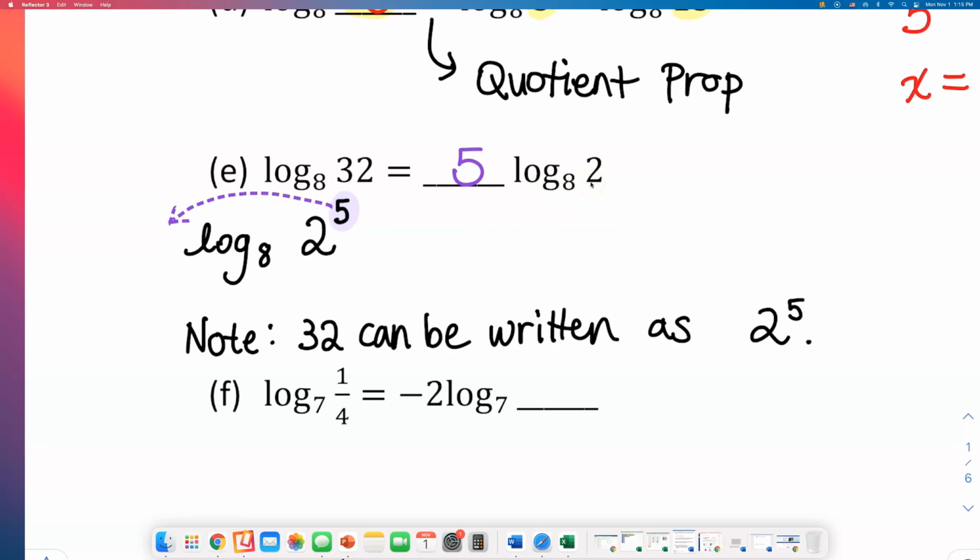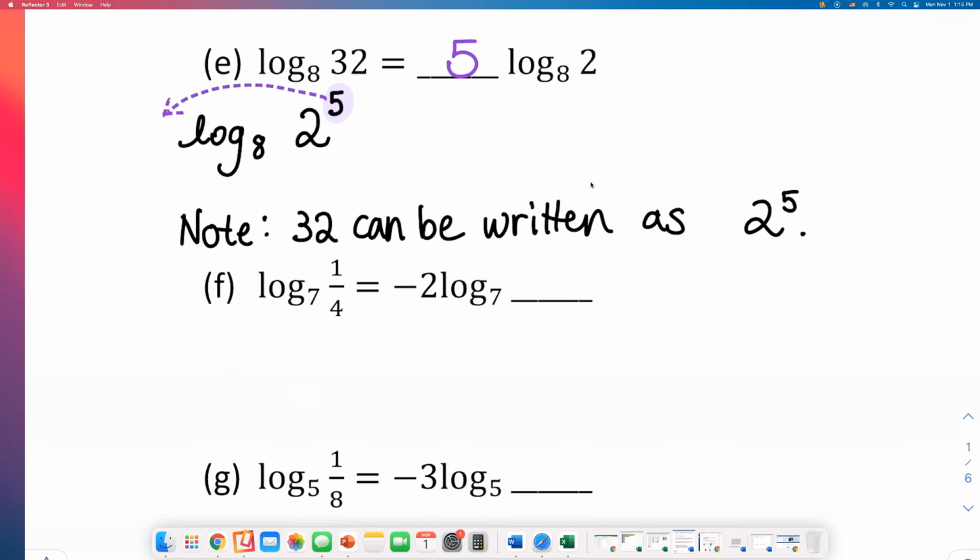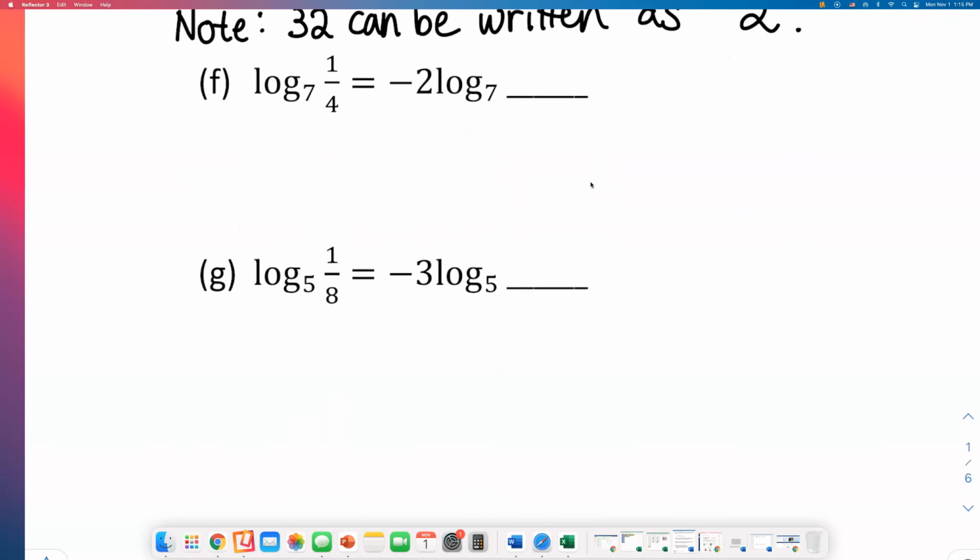Okay, let me try another one. F is a little bit trickier. And I think G is a similar type.